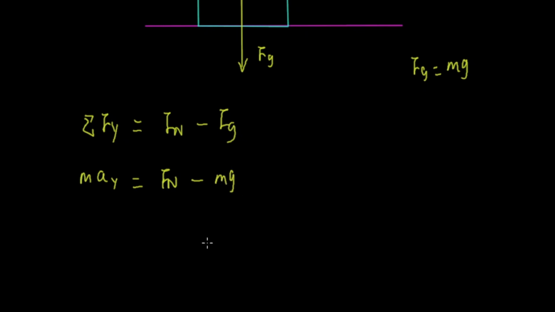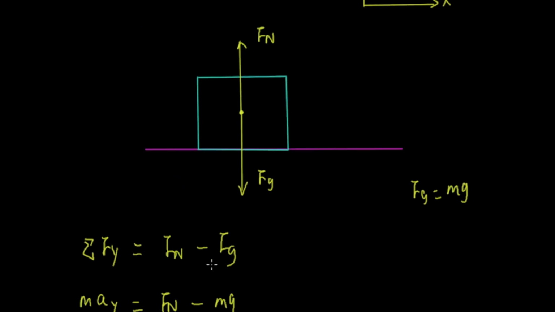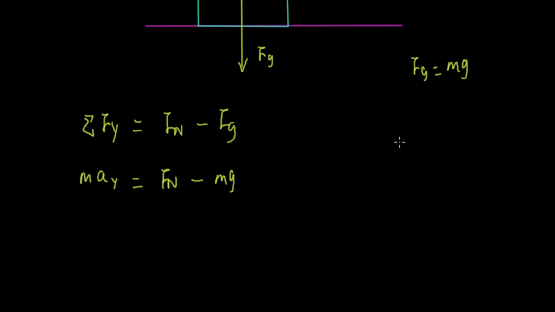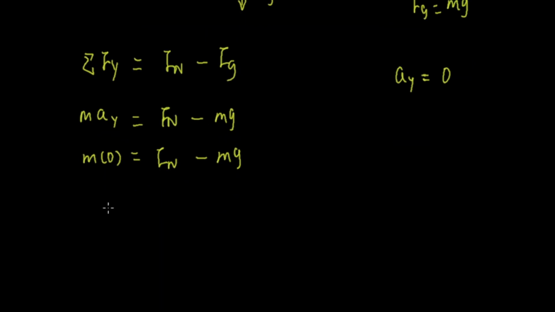That's mg. Now we know that since the block is at rest, it's not moving up and down either in the y direction. That means acceleration in the y direction is 0. So we can put that in. Mass times 0, right, equals to normal force minus mg. And that is equal to 0. Equals to normal force minus mg. Now we can add mg to both sides. We have normal force equals to mg here, right? So that's the object at rest on the flat surface.